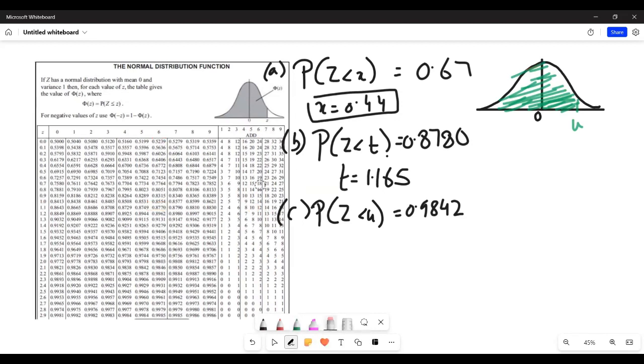And let's read the table. Where's 0.9842 or something very close to it? 0.98 is here. And we have 0.9842 exactly. So this is going to be 2.1, 2.15, yes. So U will be equal to 2.15.